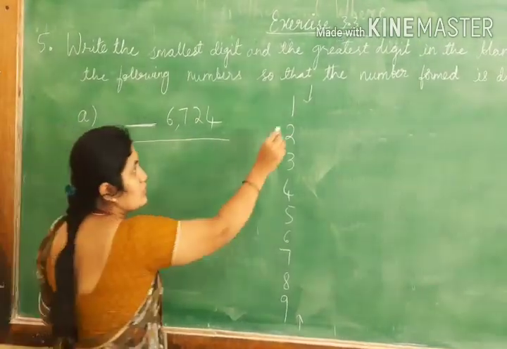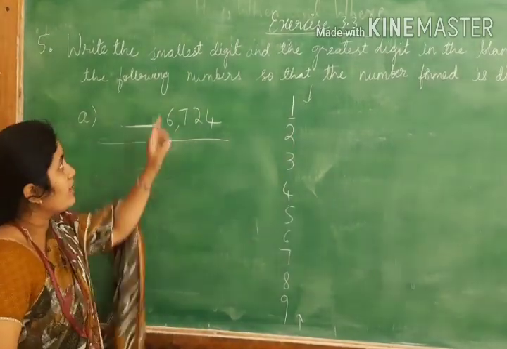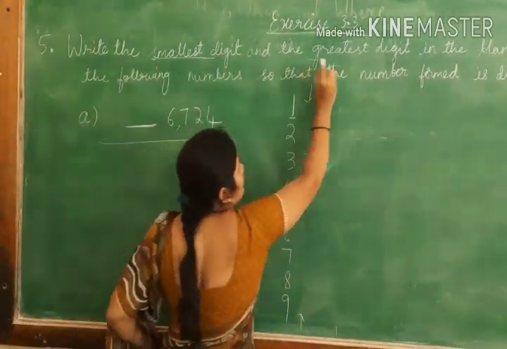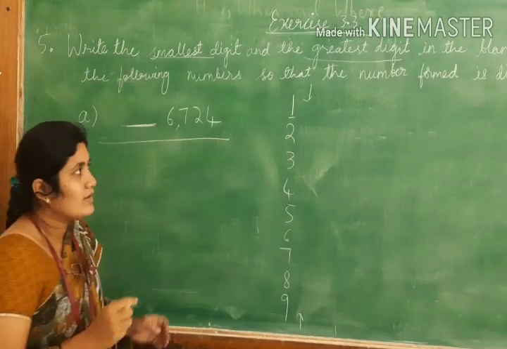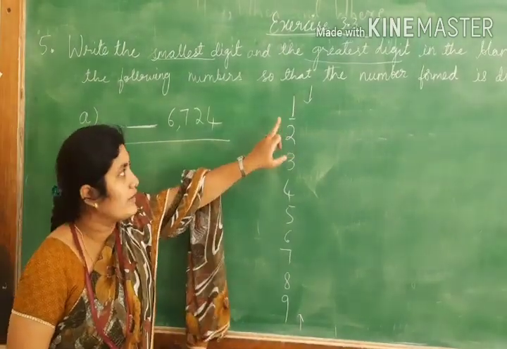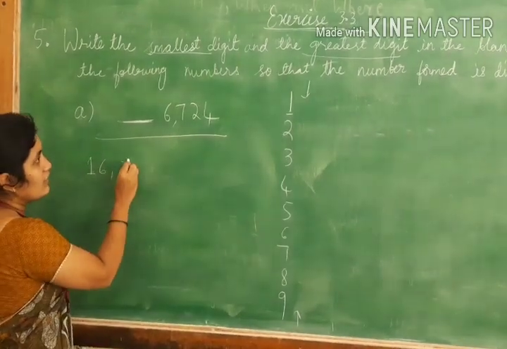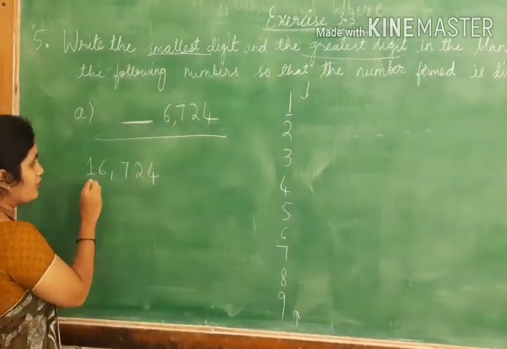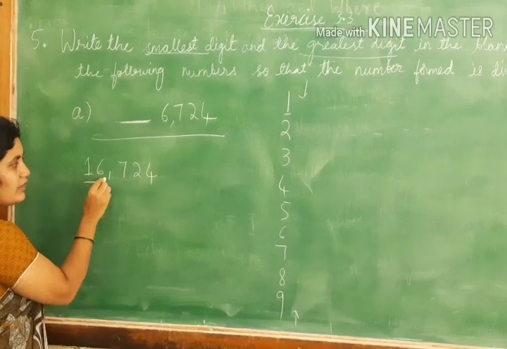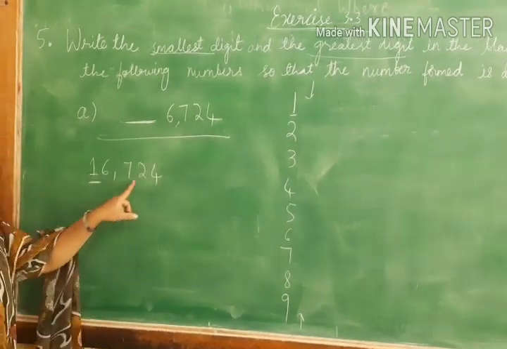Now first let me choose the smallest digit, 1. Here they are asking both the smallest digit and the greatest digit. According to us, the smallest starts from 1, so let us begin with 1. If I put 1 here, it becomes 16,724. This blank is filled with 1, then the number is 16,724.